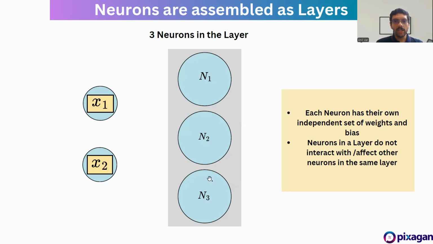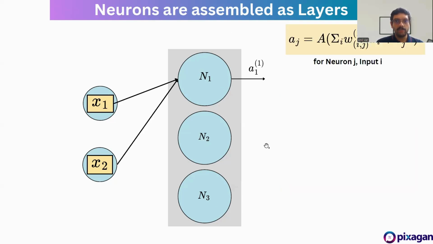Now, the neurons in a layer do not interact with each other. They are independent of each other. They have their own sets of weights and biases. So this will have its own set of weights, this will have its own set of weights, and this will have its own set of weights. It will also have its own bias. And then what will happen is the inputs from the previous layer, or in this case, it's the first layer, let's say. So the inputs, what we saw in a single node model, the inputs are passed into that neuron. What will happen is the inputs are actually passed into every single neuron separately.